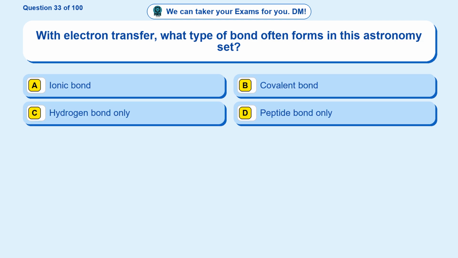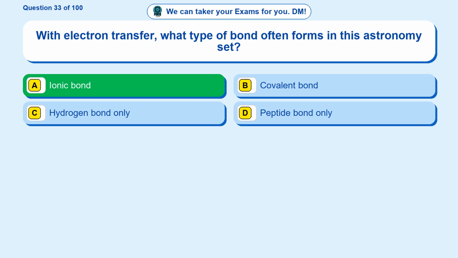Question 33. With electron transfer, what type of bond often forms in this astronomy set? Option A, ionic bond. Option B, covalent bond. Option C, hydrogen bond only. Option D, peptide bond only. The correct answer is option A.